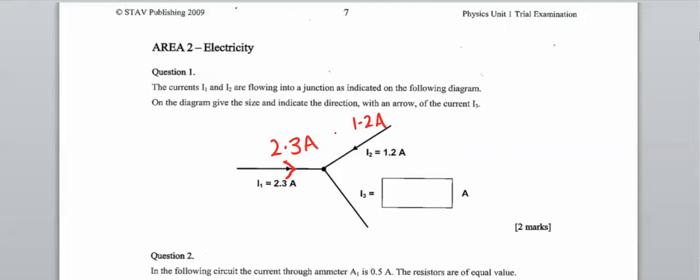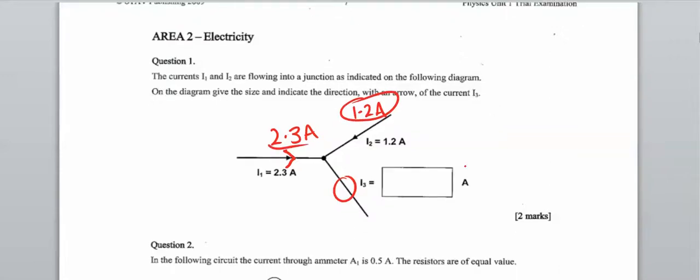A number of you will probably think that 1.2 plus something is going to give 2.3. But in actual fact, we've got 3.5, so current in is 3.5 amps. Right, I'm going to keep going. So the current out must also be 3.5 amps.